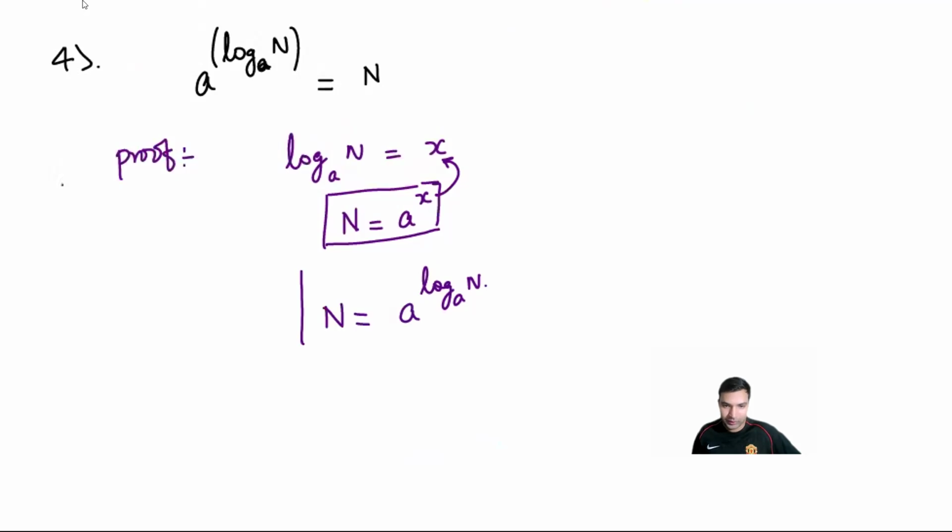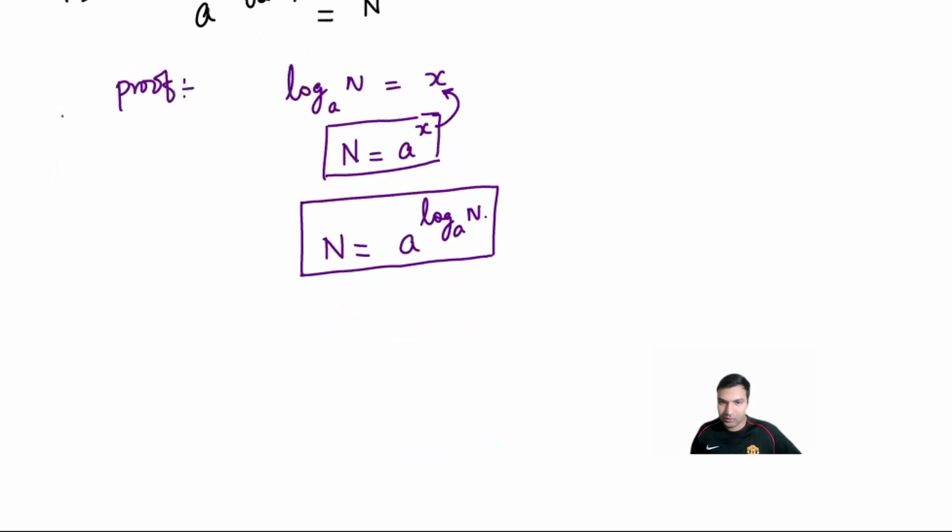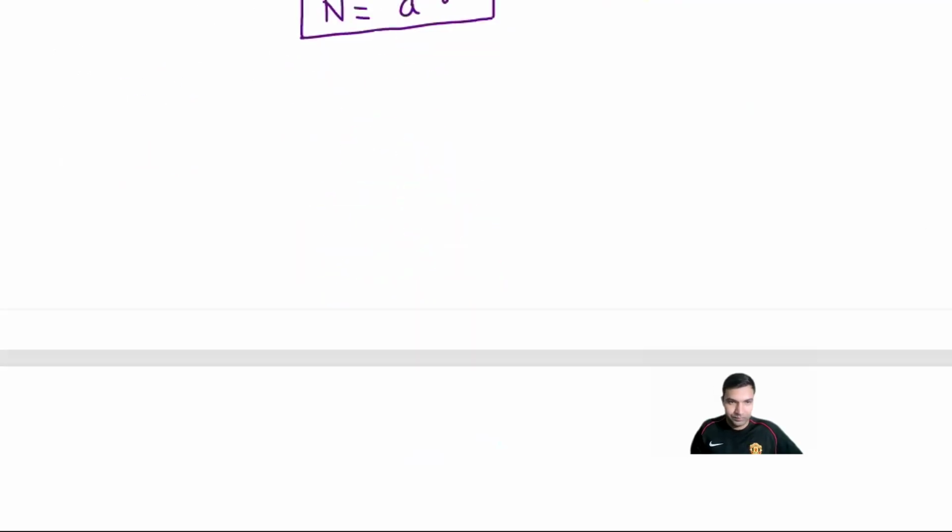Okay, I hope you are able to visualize now, if not in the previous case. So we have assumed this thing equal to x. Now n is a to the power x, and now replace again the x value. So you'll get this. Okay. All right. Now moving on to the fifth one. The fifth one is a very interesting property that is based on the base change formula.